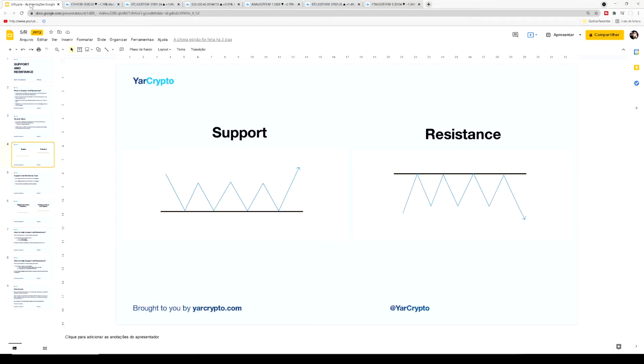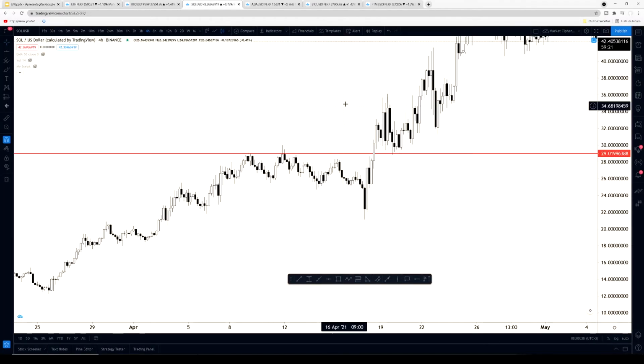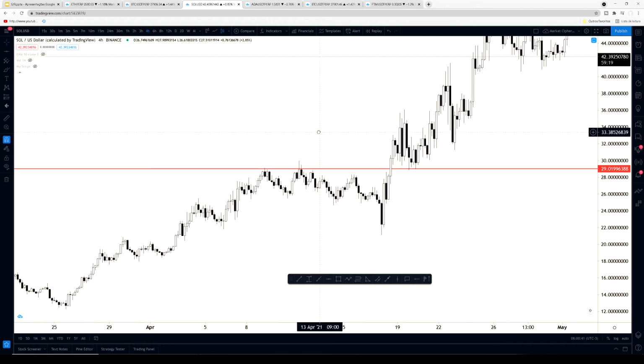So now if we're going to talk about resistance areas, we have a couple of good examples here. The first one would be Solana 4-hour chart. And as you can see, we had a significant level of resistance in this area right here. So the price reached this point and the buyers could not get the price past this level right here. And then eventually the selling pressure just took over and we sold off in this area.